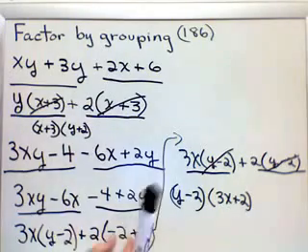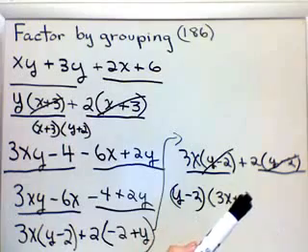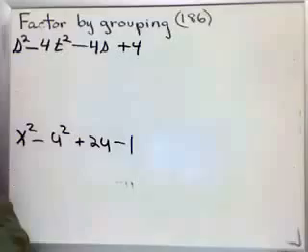There's one more type of factor by grouping. When grouping 2's by 2's doesn't work, sometimes you have to do a group of 3. Let me clean my board and I'll do a couple more examples.